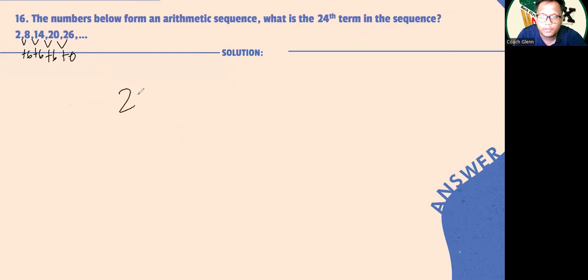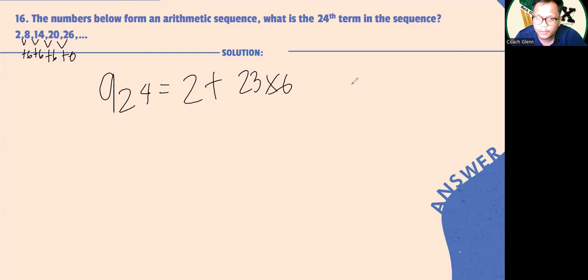So since we're looking for the 24th term, that's also called a sub 24. So all we need to do is add 6 23 times from the first term, okay? So our first term is 2, and then we need 23 times 6 to reach 24, okay? Because from first term to 24th term, that's a total of 23 terms added, okay? So we need 23 times 6.